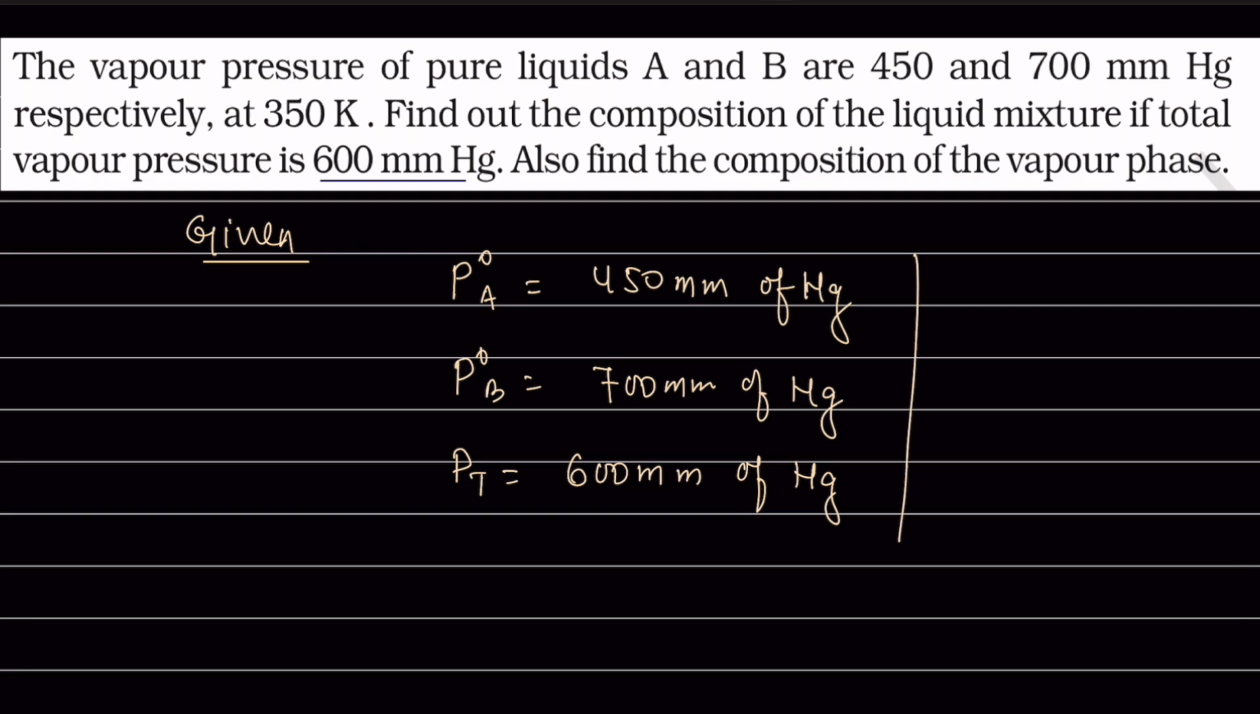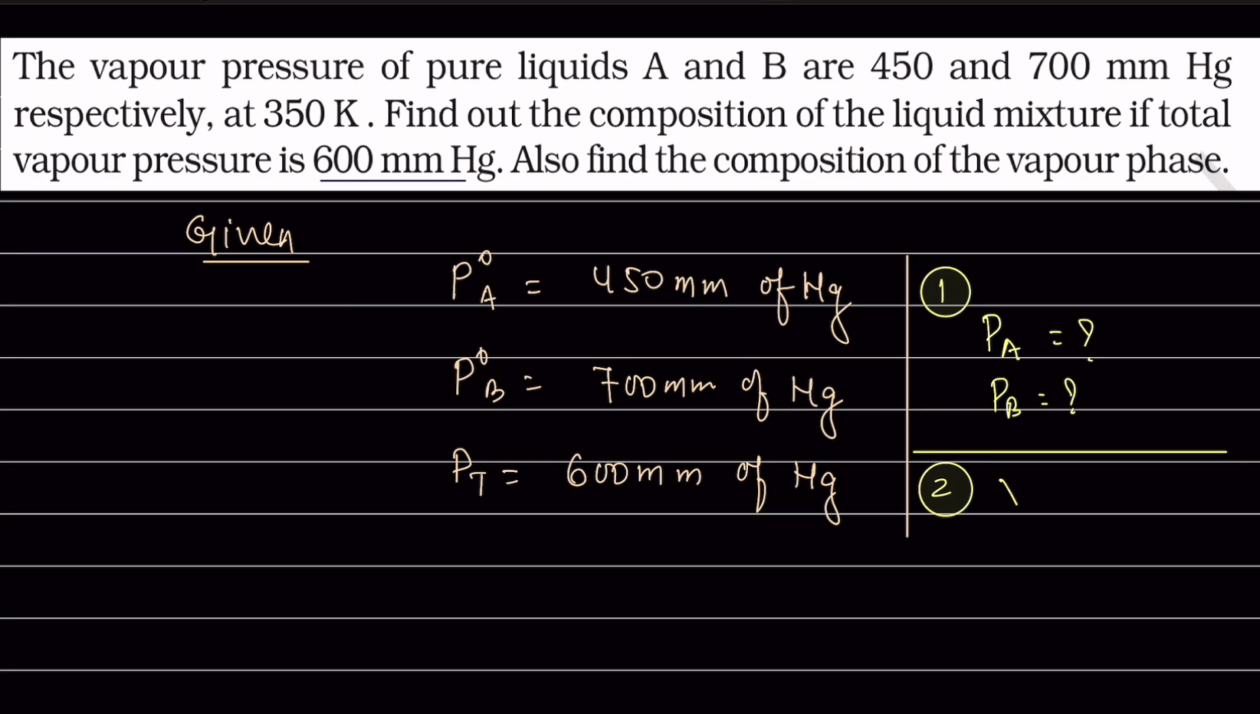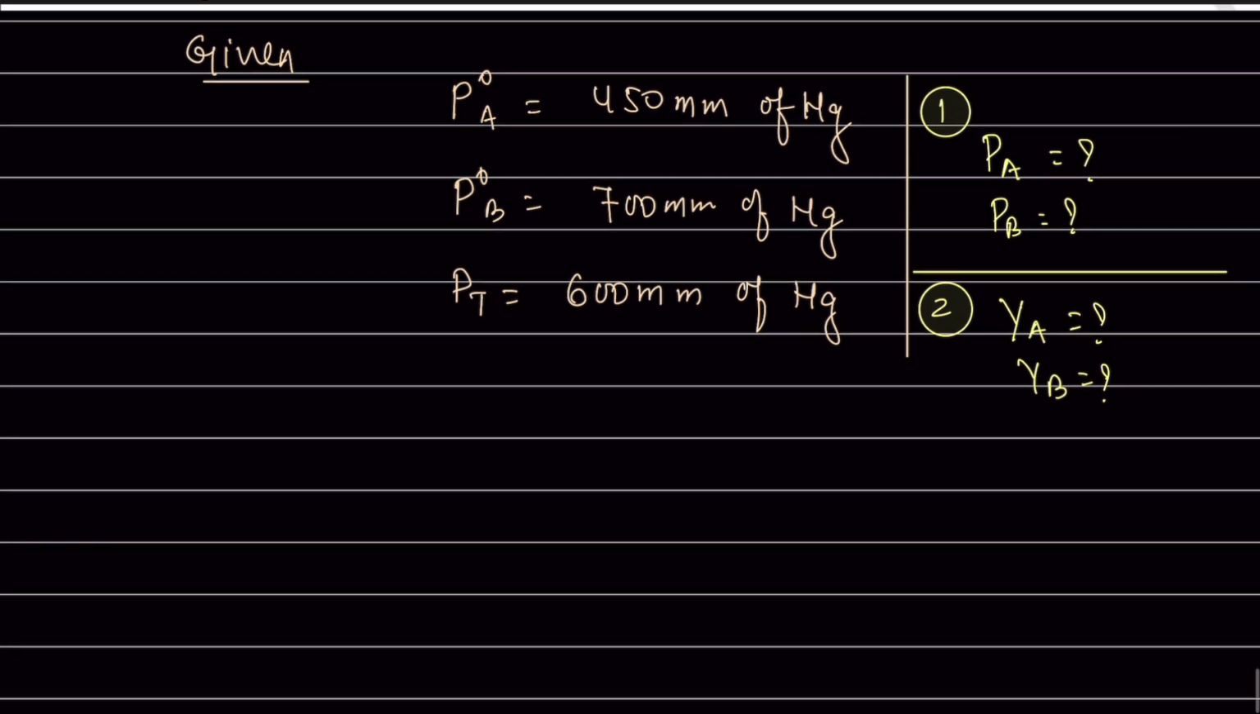We have to find in the first part what is the composition of the liquid. So here we have to find the Pa and Pb. This is the work we have to do in the first part. In the second part, we need to find the mole fraction of the composition in the vapor phase, means we have to find the value of Ya and Yb. So let's solve the first part of the question.